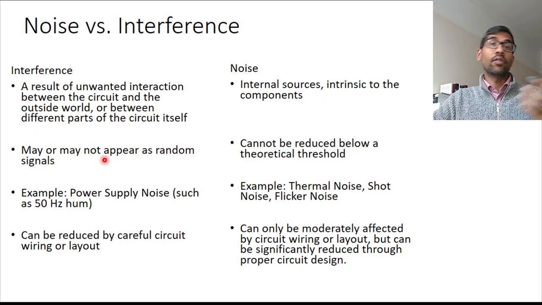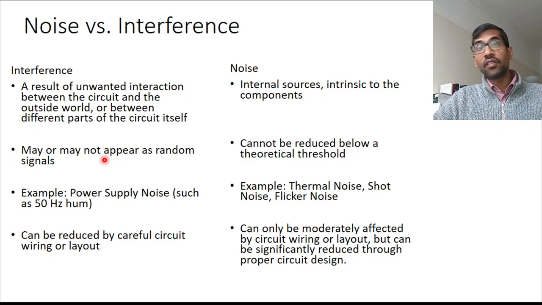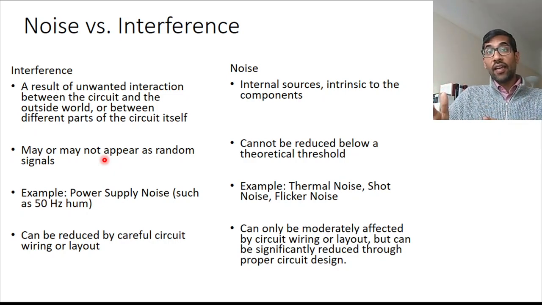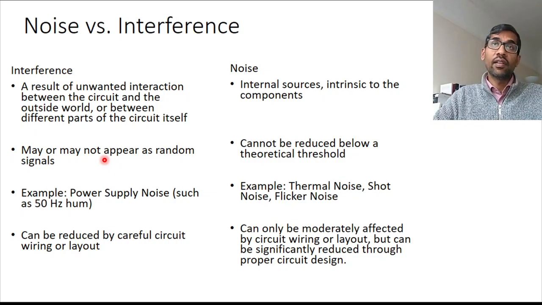Interference may or may not appear as a random signal. For example, your power supply noise is not a random signal. It's a 50 hertz defined signal that adds on to the signal of interest. And usually you can reduce interference by laying out your circuit carefully. By laying out, I mean putting the circuit in a certain order. You put certain components at one spot and other components on other spots. Maybe you run some lines which are grounded, and those kinds of operations can reduce interference.